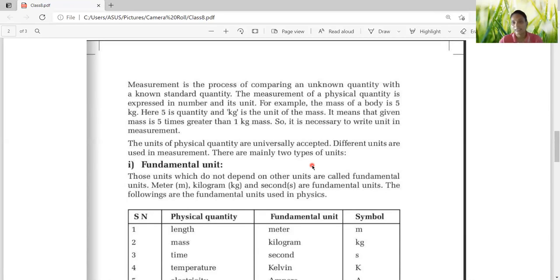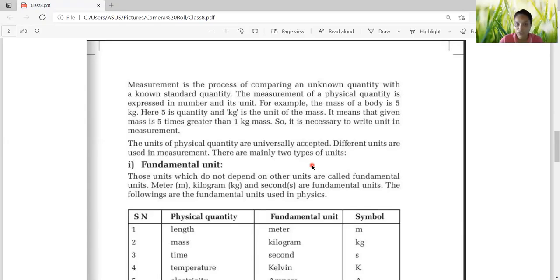And these are accepted all over the world. It is universally accepted. Everyone is accepting it. No one is denying it. If they were to deny it, they would have to create another system, and they wouldn't be able to coordinate with the rest of the world. So the first one is fundamental unit, the next one is derived.